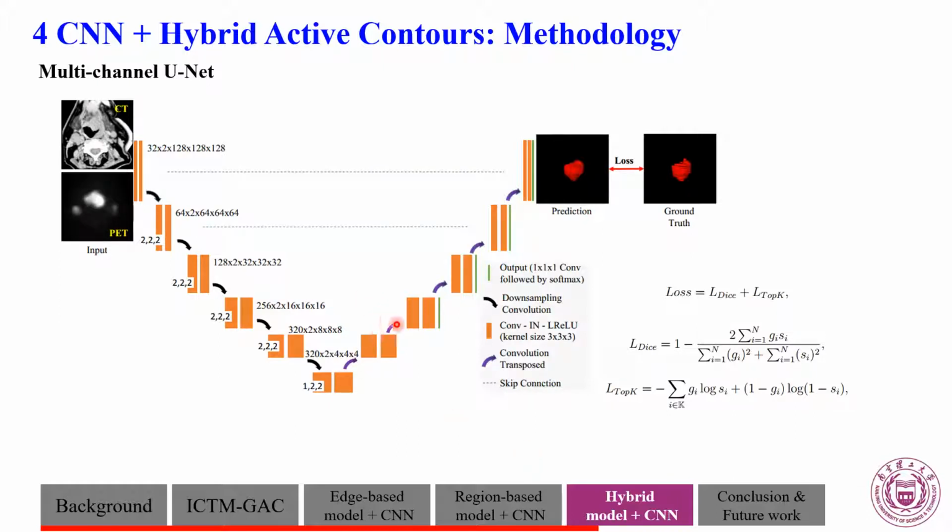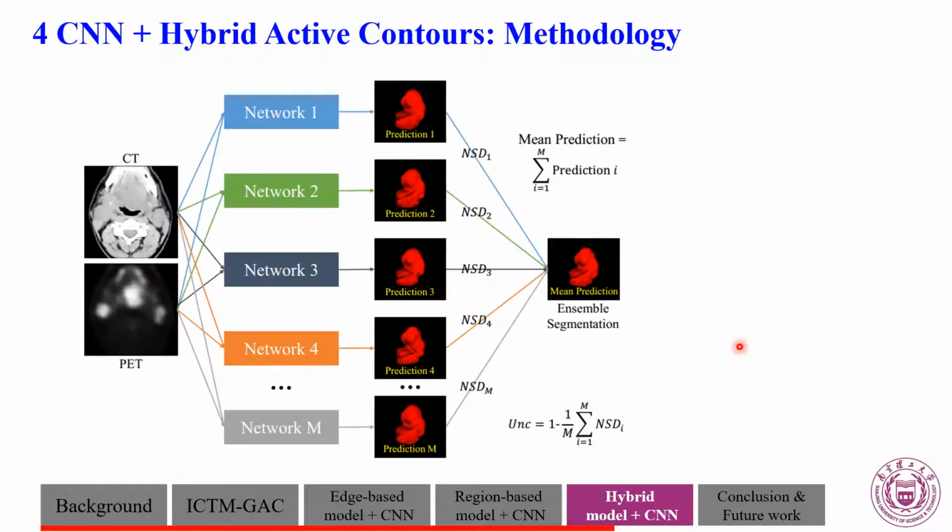We first use a two-channel U-Net to obtain initial segmentation. We concatenate the CT and PET image as a joint input. The network is trained with the unweighted sum of Dice loss and top-K loss. We add the top-K loss because we want to let the network pay more attention to the hard pixels. Then we train multiple U-Nets with random initialization to obtain multiple segmentation models. The final segmentation is the average of the multiple predictions. Then we define an uncertainty score to measure the inconsistency between each single prediction and the ensemble prediction. The higher the uncertainty score, the more inconsistent between them.